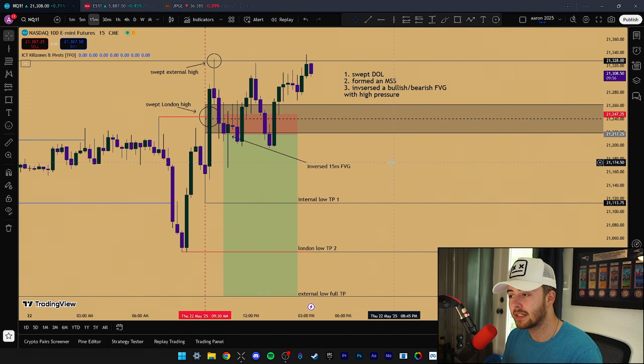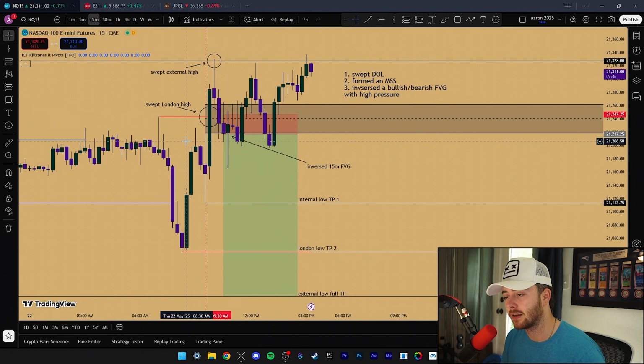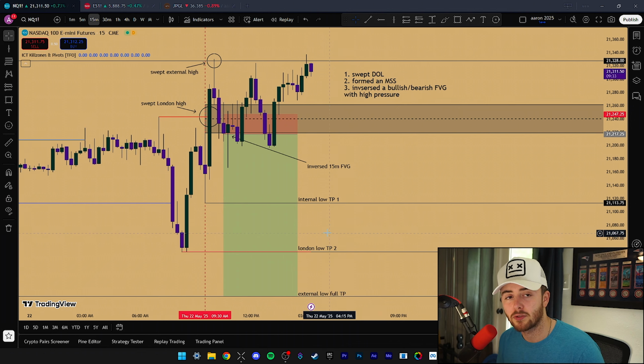With that said, I was looking bearish after taking out buy-side liquidity. I wanted to see how price reacted. If we ended up sweeping and held below, I would look for shorts, which is what ended up happening. As you guys can see, we swept London high right here, which is this red line here, and I have an indicator that I use for my Asia and London session highs and lows. We swept this external high right here at 21,328.